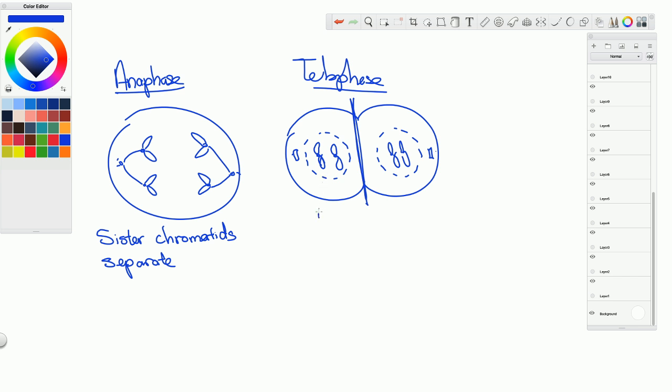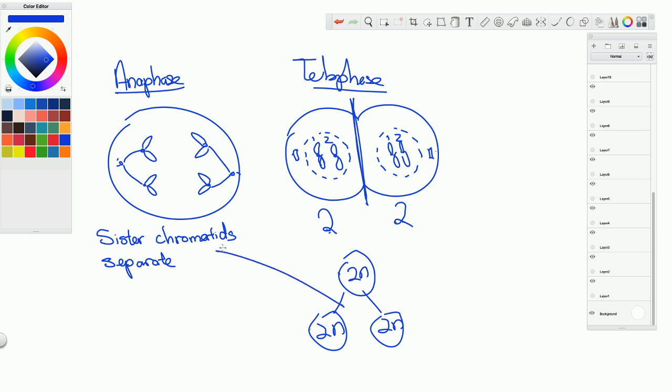This cell has two chromosomes, 1, 2. This cell also has 1, 2, two chromosomes. And just now the starting cell had two chromosomes. Now each ending cell also has two chromosomes. That's why diploid at the start and at the end are both diploid. This is mitosis. The reason diploid becomes diploid is that the sister chromatids separate. That's why the number of chromosomes remains the same. Diploid produces diploid here.